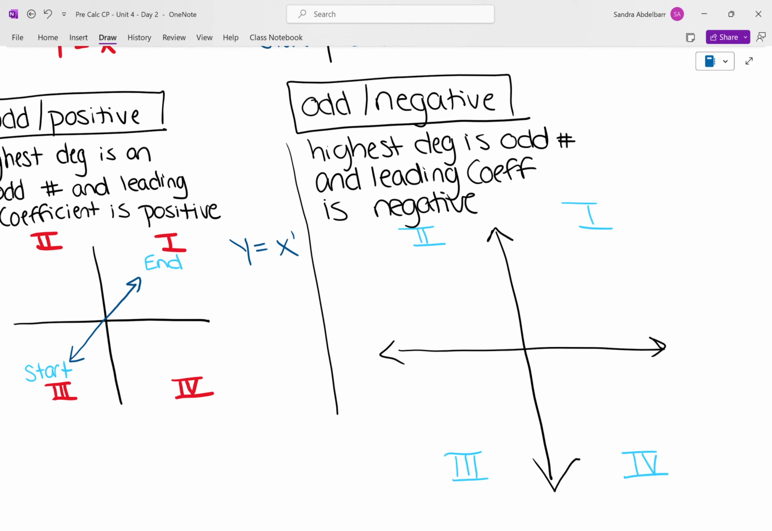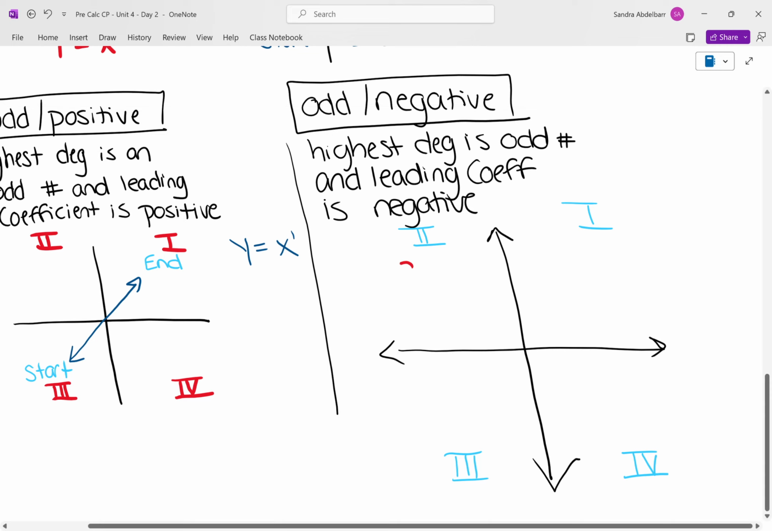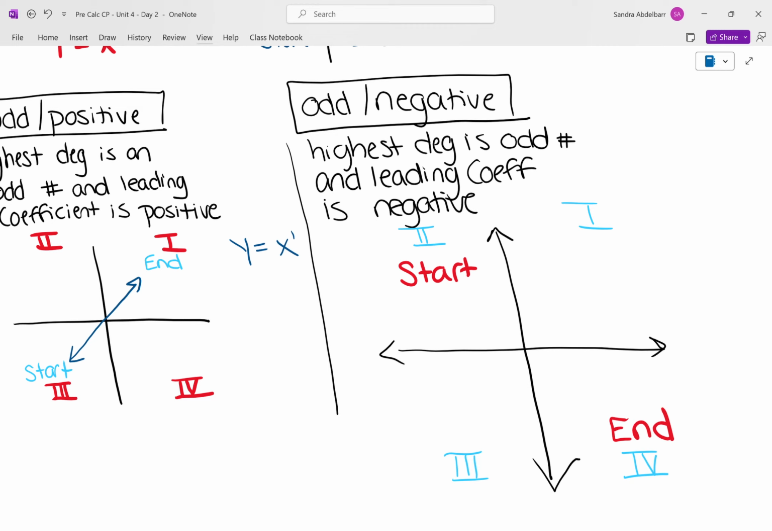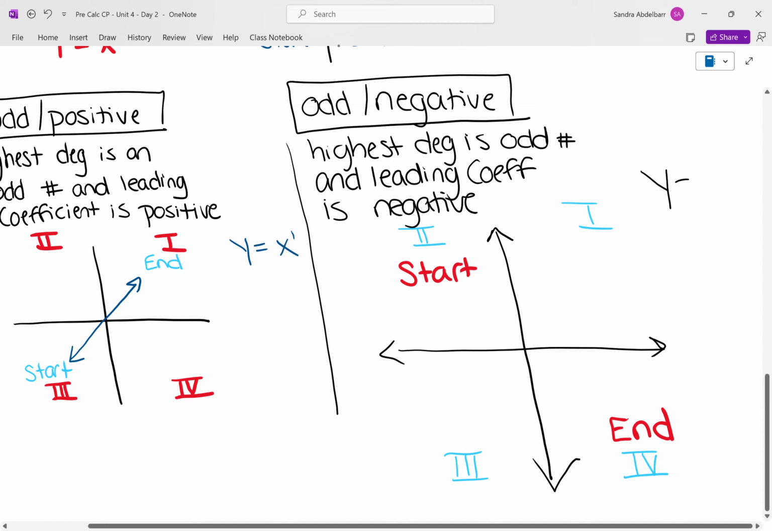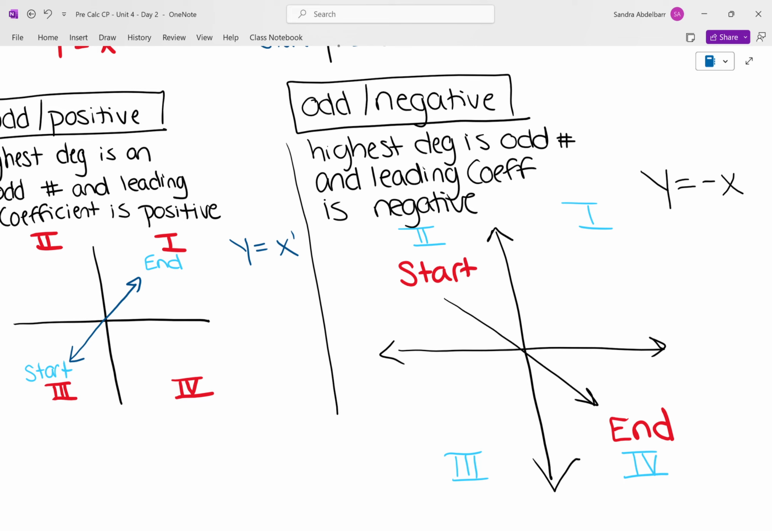All right, so when you're odd and negative, you are going to start in quadrant 2, and you're going to end in quadrant 4. An example of this would be y equals negative x. I thought if the highest degree was even, you start at 2, but you end in 1. So even though you're starting in the same point, you're ending in a different point.